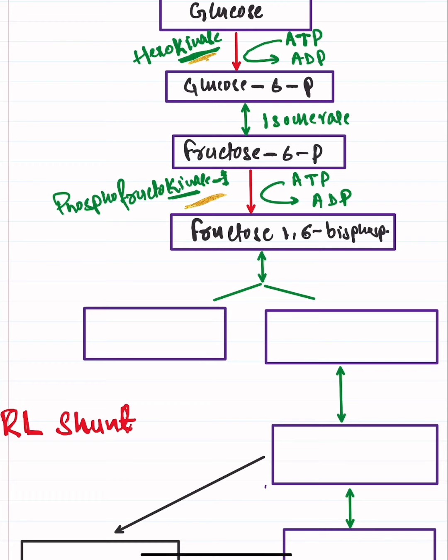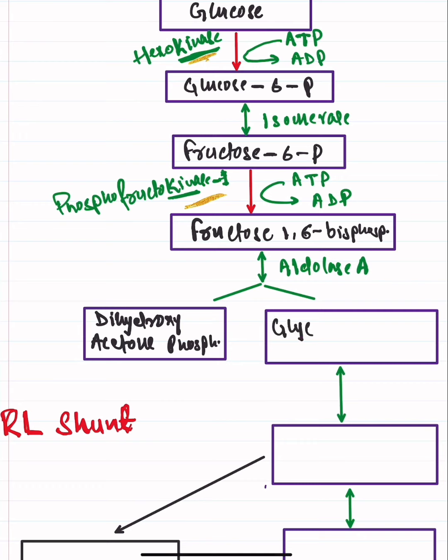This fructose 1,6-bisphosphate, in the presence of an enzyme which is known as aldolase A, will break down into dihydroxyacetone phosphate. Dihydroxyacetone phosphate. And the second molecule here is glyceraldehyde 3-phosphate.